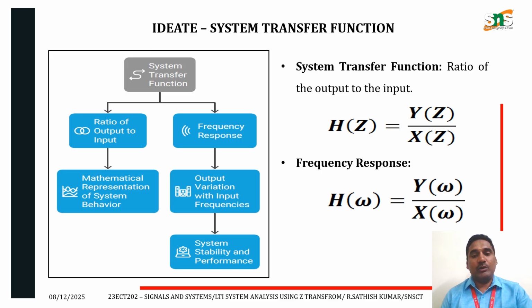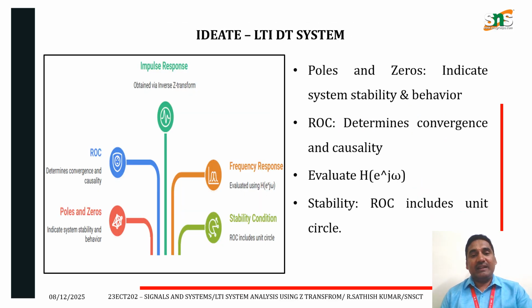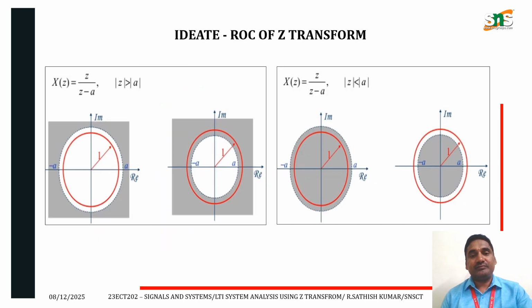H of omega is equal to Y of omega divided by X of omega. Next one, LTI discrete time system. Poles and zeros indicate system behavior and stability. ROC, the region of convergence, determines convergence and causality, and we evaluate using H of e power j omega. That is nothing but the stability condition: the ROC includes the unit circle.